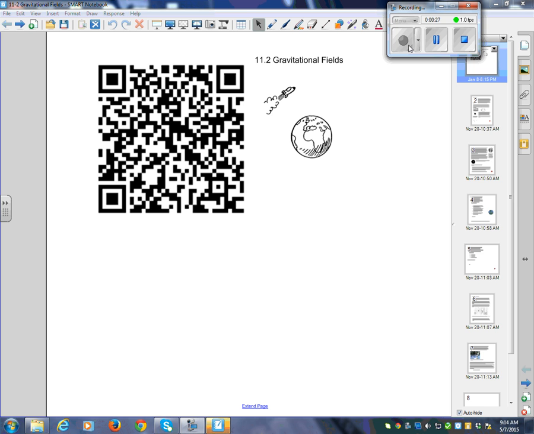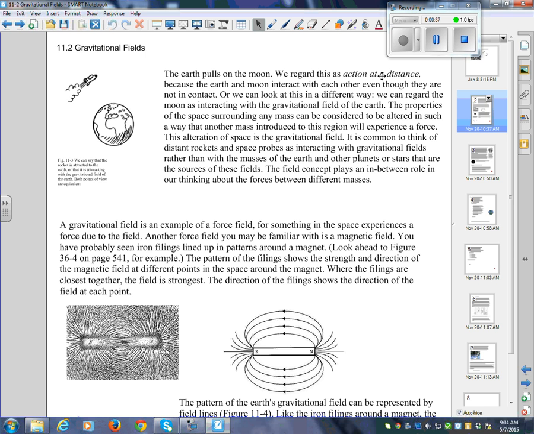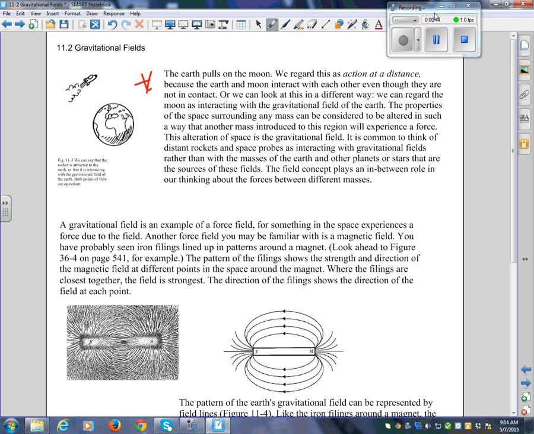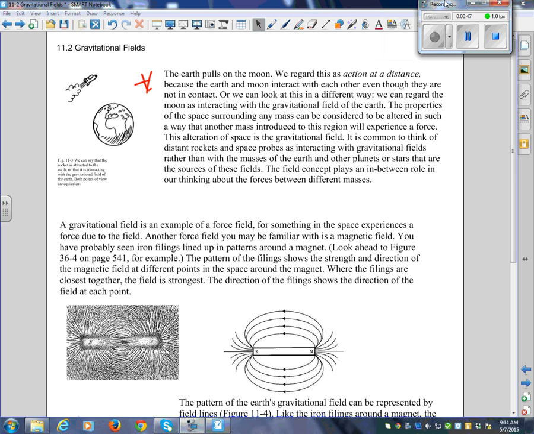So, okay, the Earth pulls on the moon. We already know that. That's what keeps the moon in orbit, right? We regard this as action at a distance, because the Earth and moon interact with each other even though they are not in contact. This idea of action at a distance is sort of a big idea. It's the whole idea of fields, the field concept.